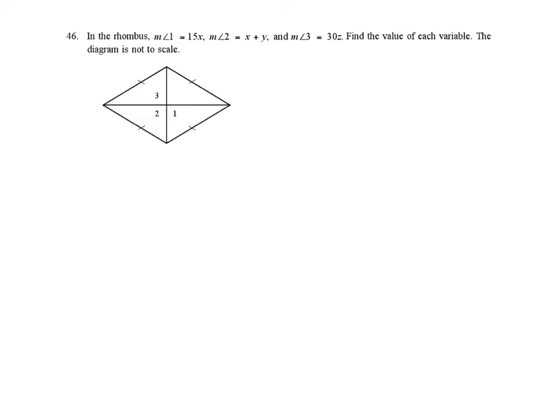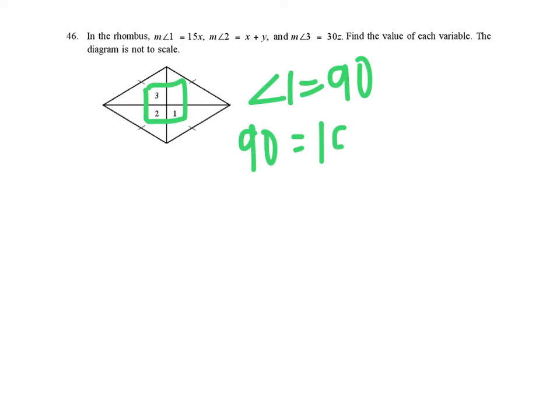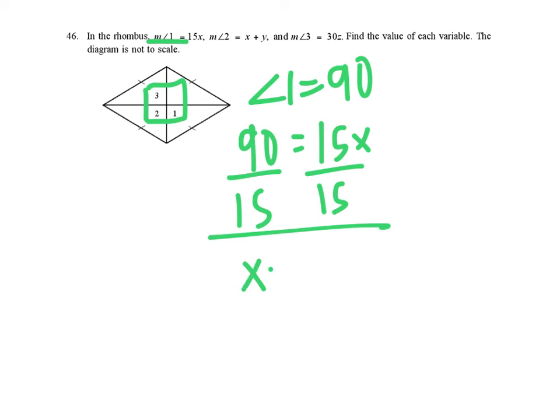Number 46 says, in the rhombus, angle 1 equals 15x, angle 2 equals x plus y, and angle 3 equals 30z. Find the value of each variable. The diagram is not to scale. So I notice all of my angles are on the inside here, so they all equal 90. So I know that angle 1 equals 90, and so 90 equals 15x, which was my equation up here. We'll divide both sides by 15, and we get x equals 6.